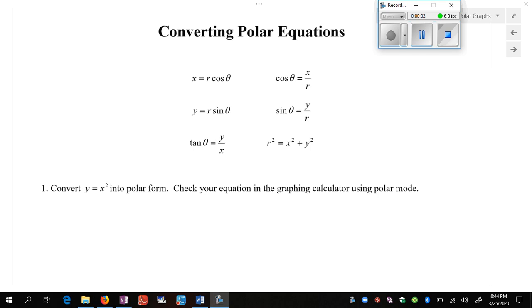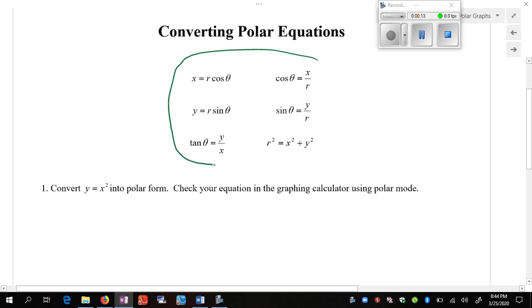Hey y'all, just put together one last video on converting polar. Last video we kind of came up with our arsenal of equations that we can use to substitute and convert when we're talking about coordinates, and we're now going to actually use these to convert an equation from polar to rectangular or vice versa. So let's get started.